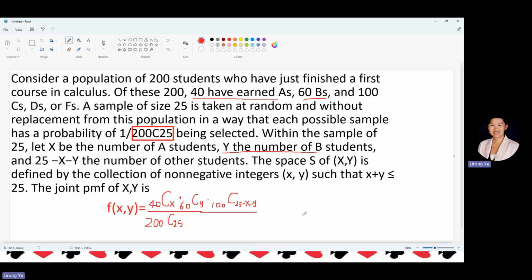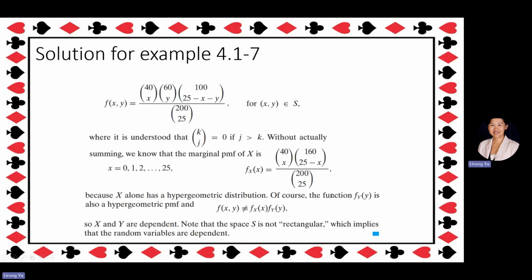It looks like the hypergeometric case, right? Except that it's two variables. The hypergeometric distribution that we learned in 2.5 or 2.6 has only one variable, and now this is a two variable case. So let's take the two variable version of the hypergeometric distribution. This is what's given in the textbook. We are using a vertical way to represent the combination numbers. So these are all combination numbers.